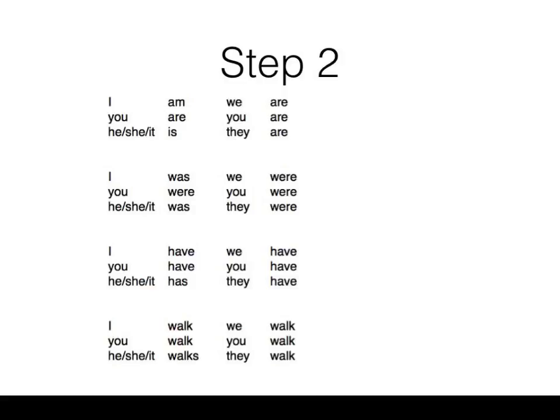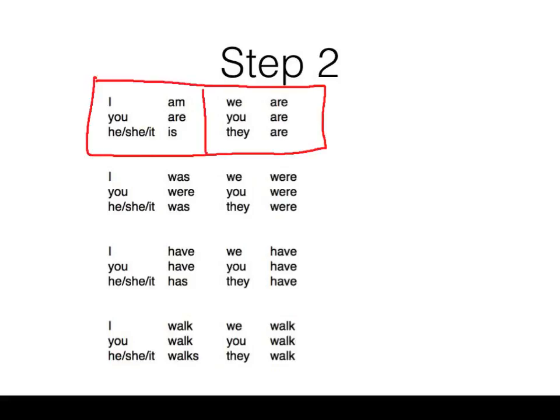Okay, here's step 2. And this is something you really need to learn. You really need to know this well, okay? I'll put this in a box here to show you. On the left hand side we've got the singular, on the right hand side the plural. Okay, so you really need to learn I am, you are, he, she, it is, we are, you are, they are. You've got to know this by heart.